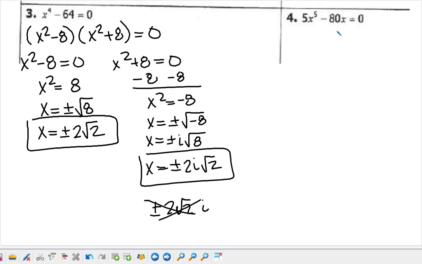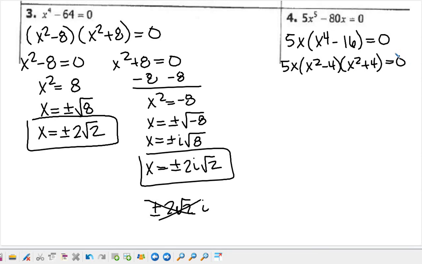Number 4 is not a difference of cubes, difference of squares, sum of cubes. It's not a quadratic or a form of quadratic, so that leaves me with GCF, which is what I'm supposed to be looking for first. So I have 5x, x to the 4th minus 16 equals 0. And this is a difference of perfect squares, so I have 5x, x squared minus 4, x squared plus 4 is equal to 0. So I have 5x is equal to 0, x squared minus 4 is equal to 0, and x squared plus 4 is equal to 0.